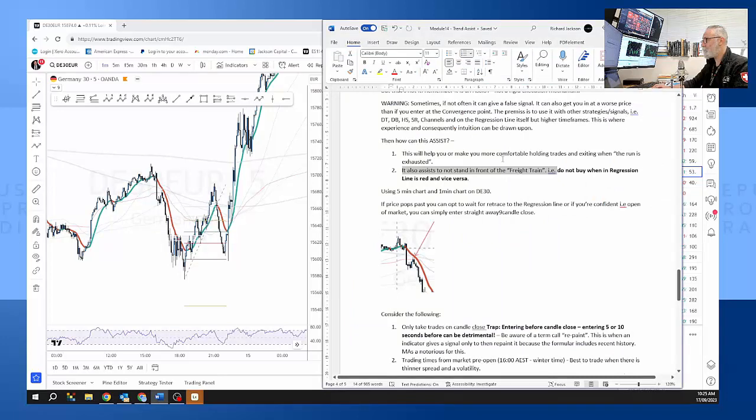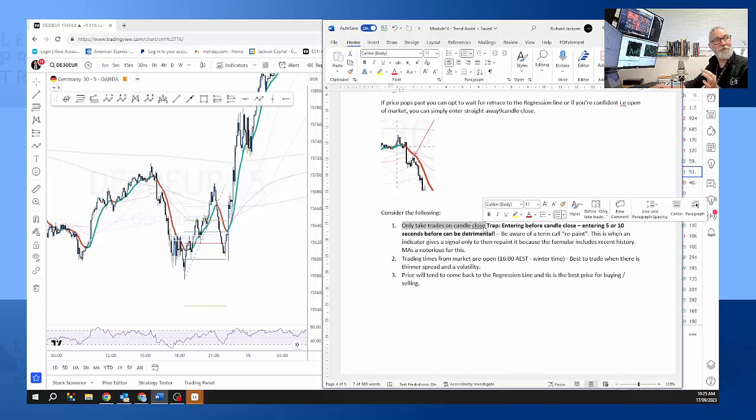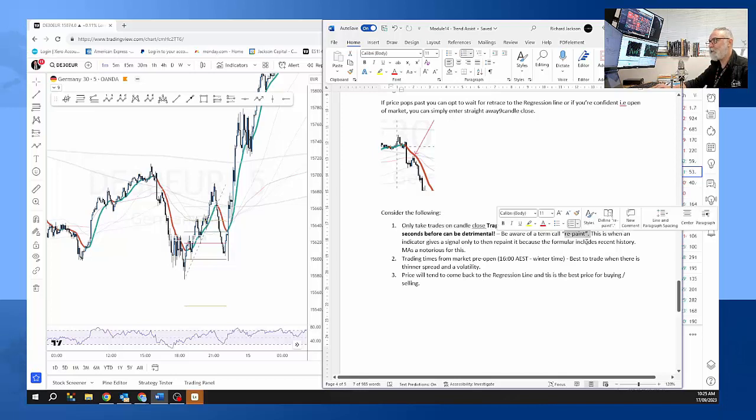Where's the trap? Here. The first thing that we must do, an absolute must, is only take trades on the close of the candle. And I've done this. I did it the other day, a couple of times. I came in about 5 or 10 seconds before the end of the candle, and the thing changed. So it can repaint, it's what's called repainting. You think it's going to close on a color change, but you have to wait for the end of the candle.